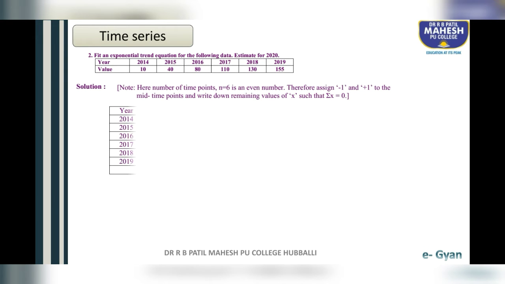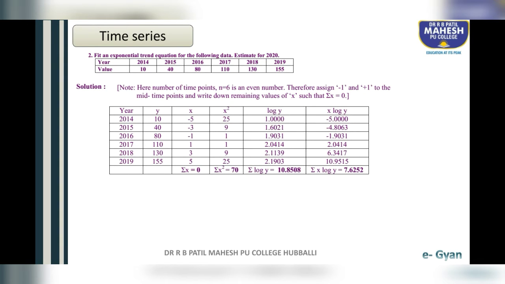So write the year, then the value, which is taken as the y value. After that, write the x values. Since n is even, for the middle years you write -1 and +1. After -1, we go -3, -5, so the odd numbers increase. Below, the positive values are 1, 3, 5, and so on.